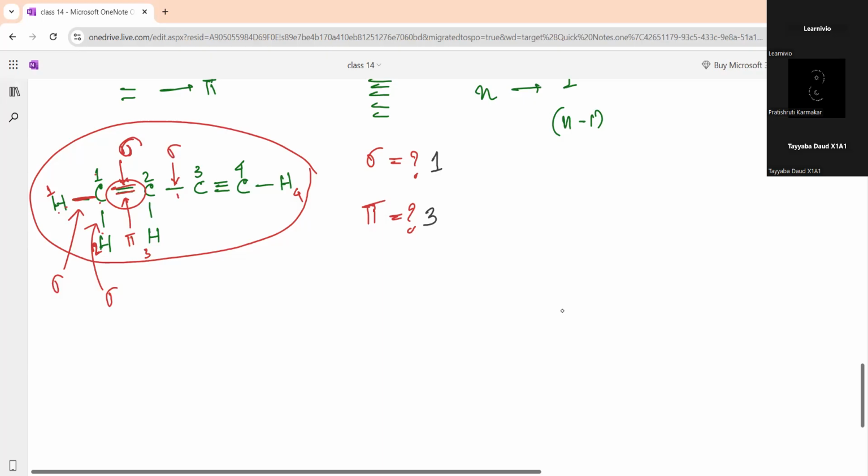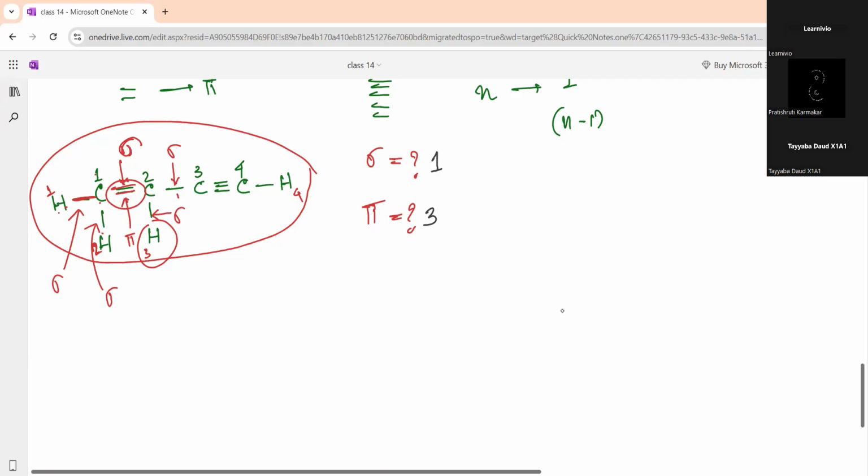Now carbon 2 and hydrogen 3, how many bonds are they sharing? One. So it would be sigma or pi? If only one bond, it's sigma. They are sharing only one bond, so it's a sigma bond. Okay.